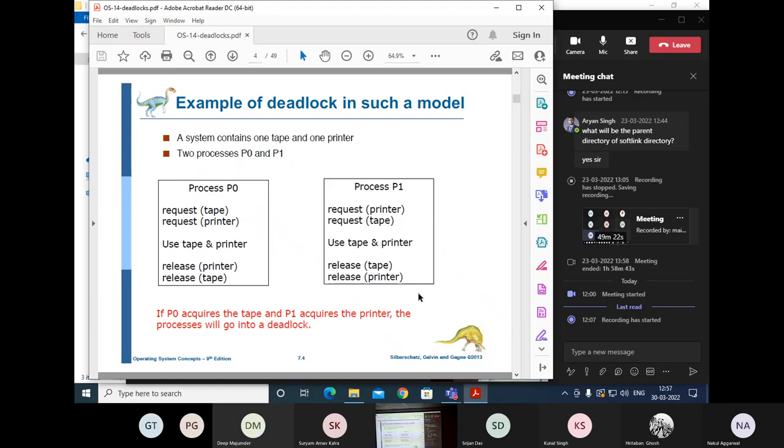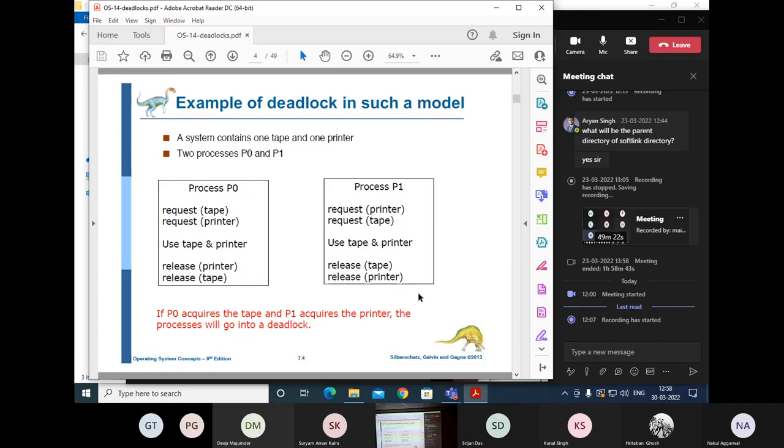Here is one example consisting of two processes, P0 and P1. Let's say there are two types of resources, tape and printer, and there is only one instance of every type. So one tape and one printer. P0 requests the tape, and let's say the OS allocates it. Then there is a context switch. P1 starts executing and requests the printer. Again, the OS allocates it. Now there is a problem, because when P1 continues to run, it will request the tape, which has been allocated to P0. So P1 gets blocked.